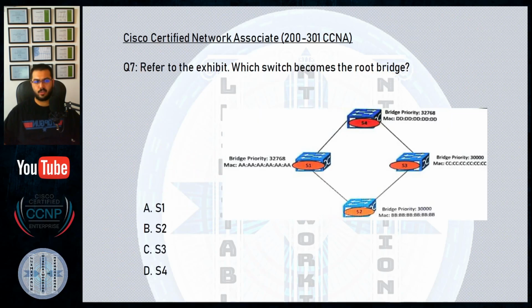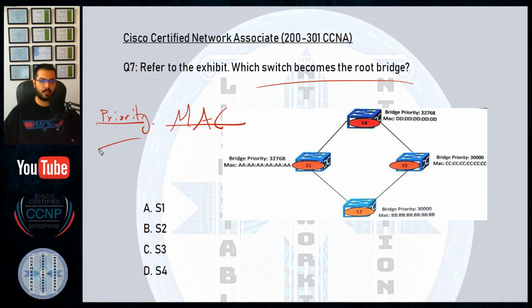So question 7, which one will become the root bridge? The one with the lowest bridge ID. And the bridge ID, as we have always said, is a numerical value that contains two parts. The left part will be the root priority, and the right part will always be the MAC address, the system MAC address of the switch. So which one of you has the lowest priority?